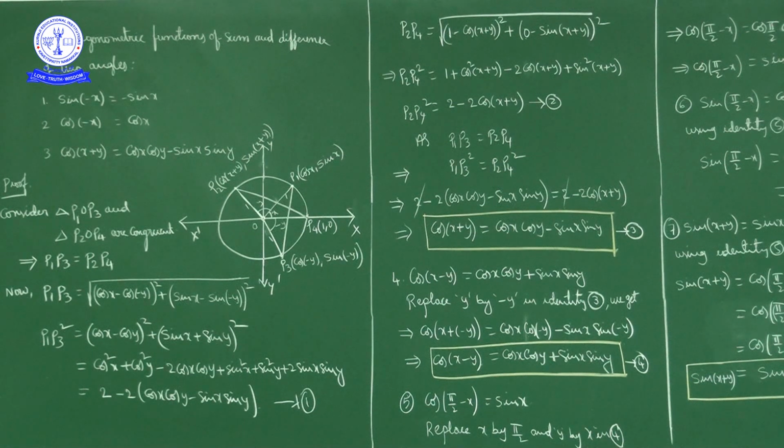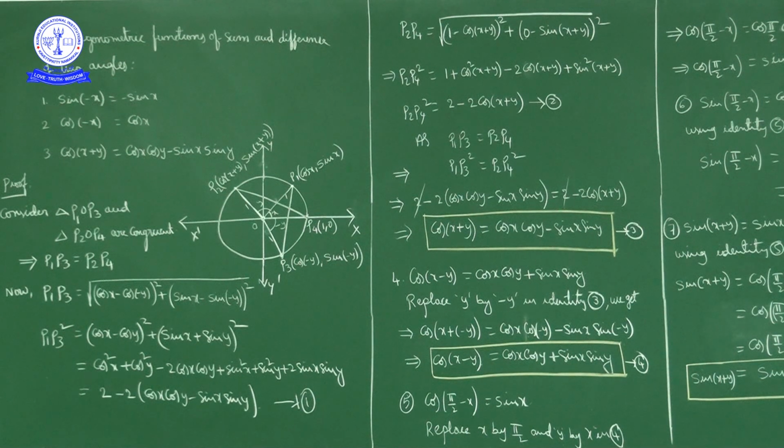First of all, before going to sum and difference, we will discuss some basic results like sin of minus x is minus sin x, cos of minus x is cos x. These are all identities and very important formulas.